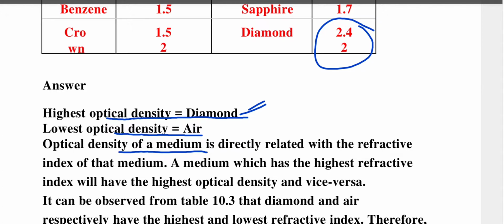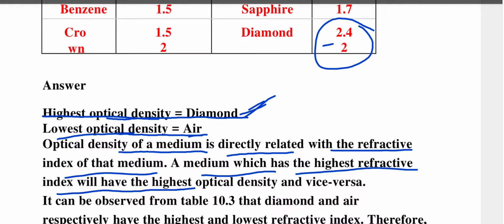So optical density of a medium is directly related with refractive index of the medium. So that is what I said, if refractive index is more, optical density will be more. If refractive index is less, optical density will be less. So refractive index of diamond is more, that is 2.42, so it will have highest optical density. Refractive index of air is 1, therefore it is having lowest optical density. So a medium which has highest refractive index will have highest optical density, and lowest will have lowest optical density.